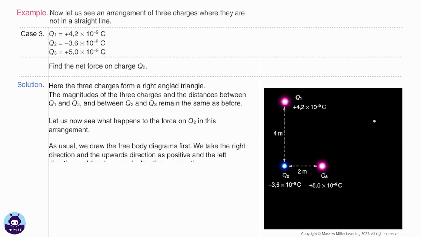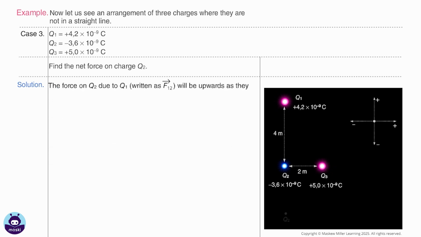As usual, we draw the free body diagrams first. We take the right direction and the upwards direction as positive, and the left direction and the downwards direction as negative. The force on Q2 due to Q1, written as F12, will be upwards, as they are opposite charges and attract each other. Therefore, Q1 pulls Q2 upwards.